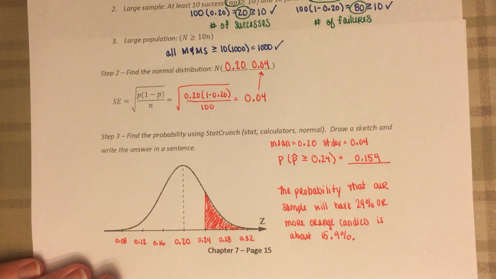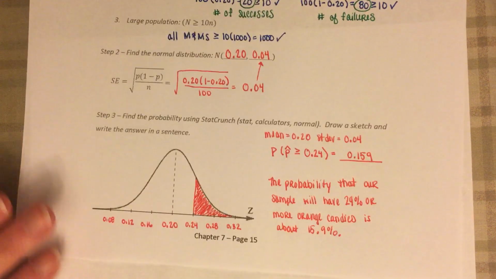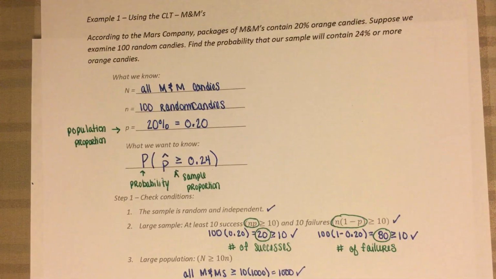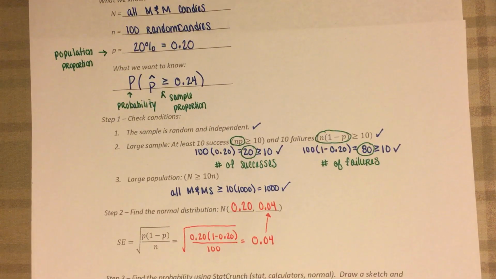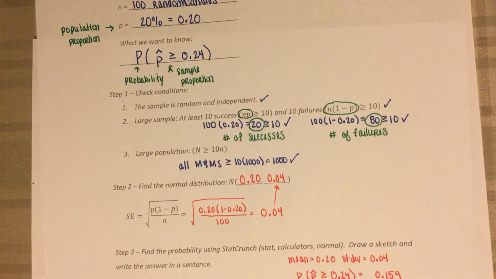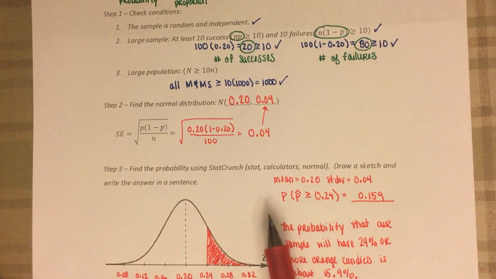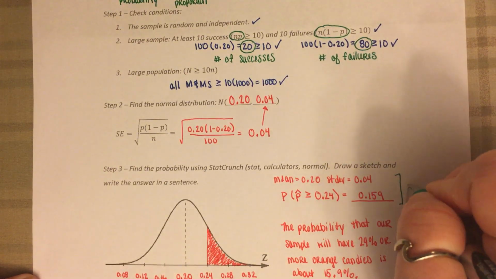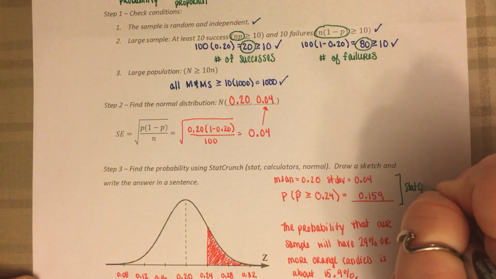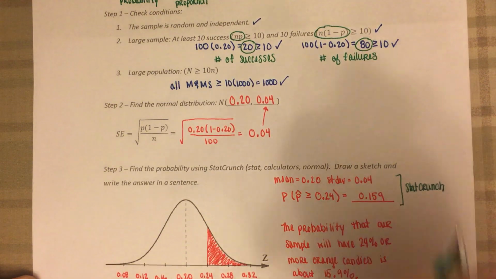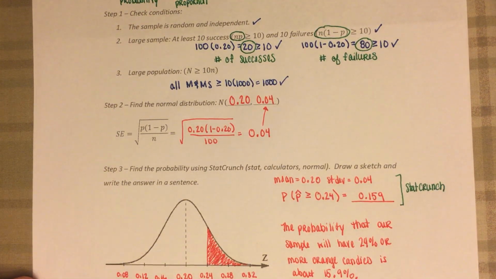All right, so working through this process, again, we started with a list of things that we knew and things that we were looking for. Again, we paid careful attention to our notation as we went through these. We checked our conditions to make sure that they were satisfied. We found our standard error, and once we had our standard error, we went to StatCrunch, entered these values up here, which then gave us the probability that we were looking for, 0.159, which is our 15.9%.